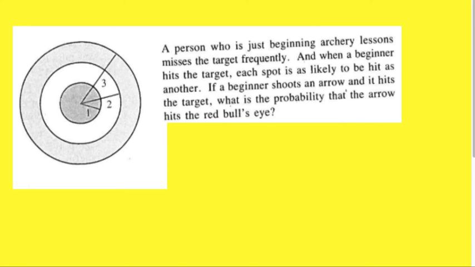Let's look at area. A person who is just beginning archery lessons misses the target frequently. And when a beginner hits the target, each spot is as likely to be hit as another. If a beginner shoots an arrow and it hits the target, what is the probability that the arrow hits the red bullseye? Okay, so the target's the whole thing, and then this is the bullseye. Actually, let me do it in red because they said the red bullseye.